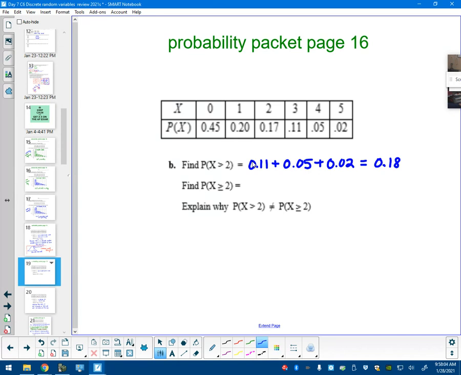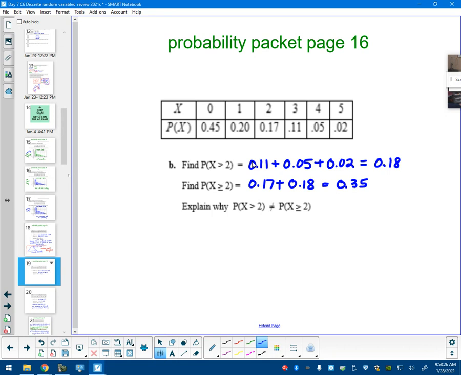Rourke, you've been selected. What do I have to do for this one? 0.17 plus 0.11 plus 0.05 plus 0.02. Right, well, so I can just take my total from the last one, right? Yeah. So that's 35%.